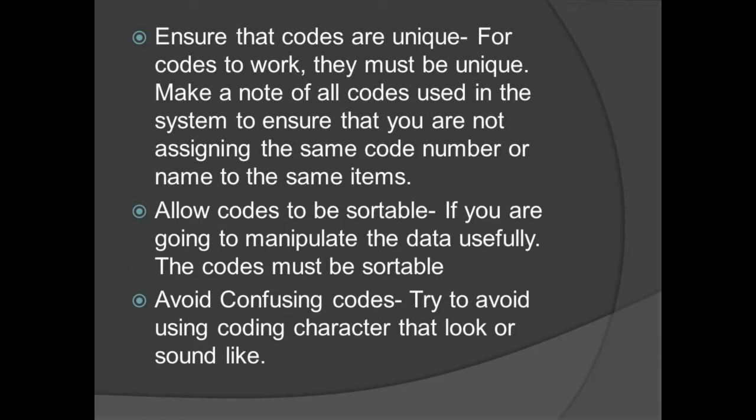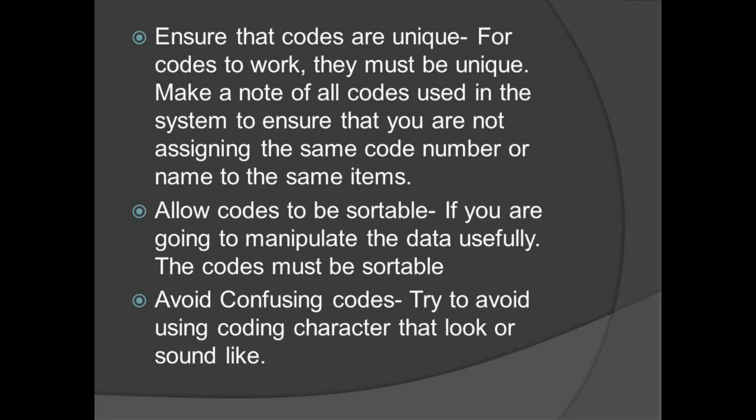Third, ensure that codes are unique. For codes to work, they must be unique. Make a note of all codes used in the system to ensure that you are not assigning the same code number or name to the same items. Fourth, allow codes to be sortable. If you are going to manipulate the data usefully, the codes must be sortable.